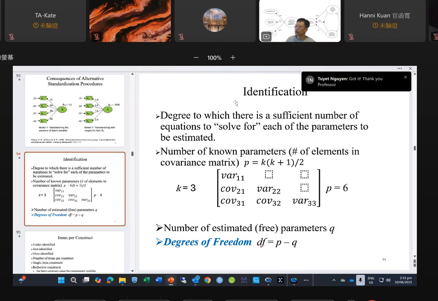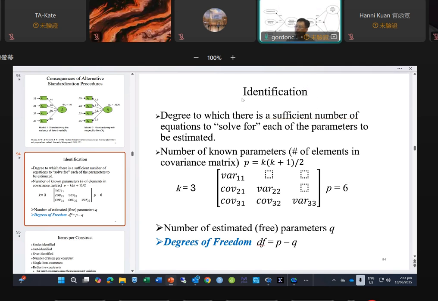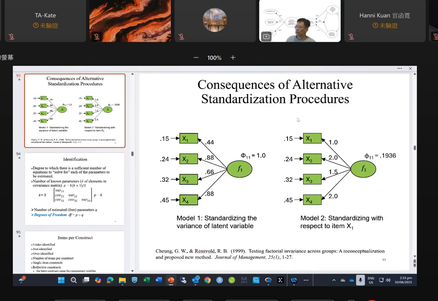No. The issue of identification is whether you have enough information to solve your estimated parameters. For this model, let's say model 2, we will estimate 4 residual variances, 3 factor loadings, because this one is fixed, and 1 variance of your factor. So we are estimating 8 parameters. There are 8 freely estimated parameters. In model 1, it is the same. The variance is fixed, but we estimate 4 residual variances and 4 factor loadings. So the number of estimated parameters here is 8.